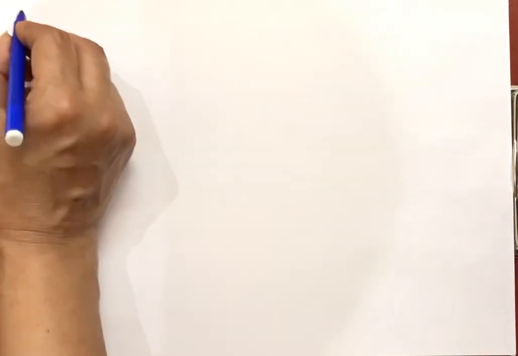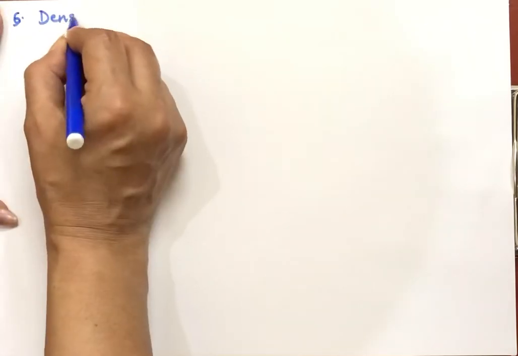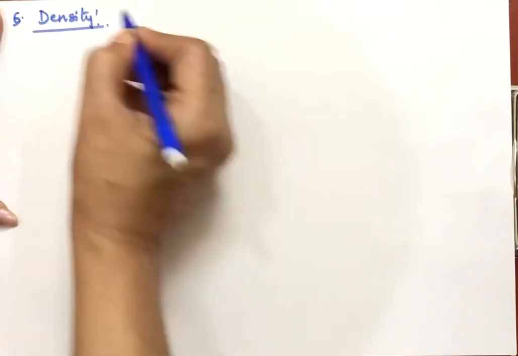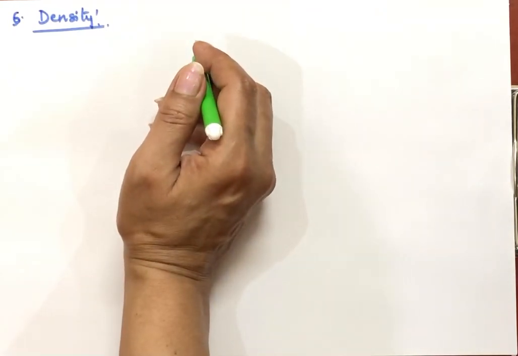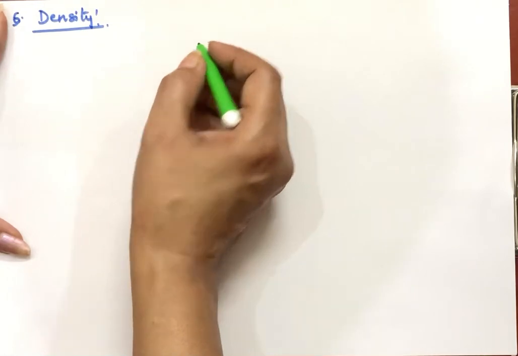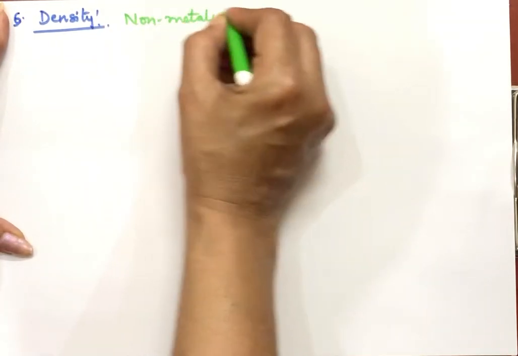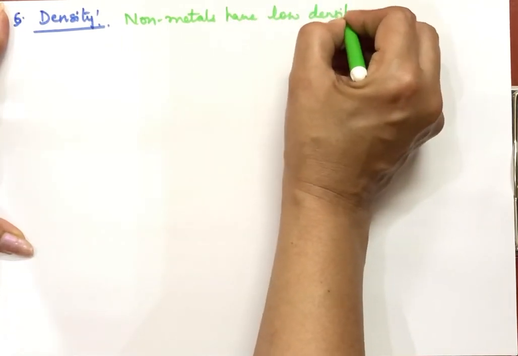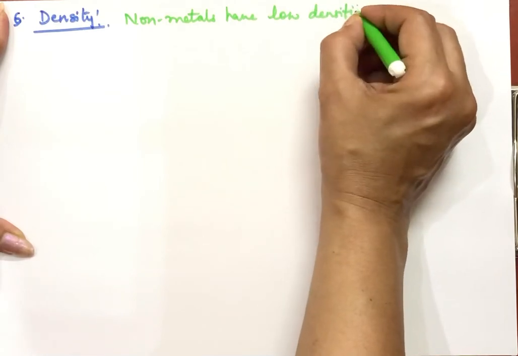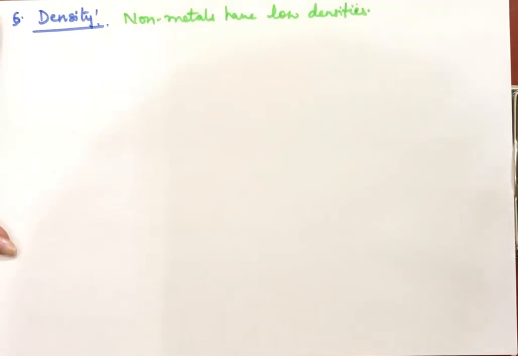The next physical property after hardness, the sixth physical property, is density. Density means how closely the particles are packed together. The more closely the particles are packed together, the higher the density. But non-metals generally have low densities. They are lighter as compared to the metals.